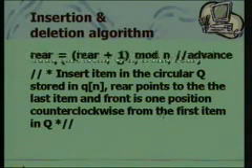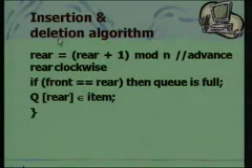Let's try to see what my logic will be. When I am trying to insert the element, I have to maintain the rotations through rear, so I am writing rear equals (rear plus 1) mod n to advance. The purpose of this statement is to advance rear clockwise. If rear becomes n minus 1, it automatically moves to the 0th position, right?